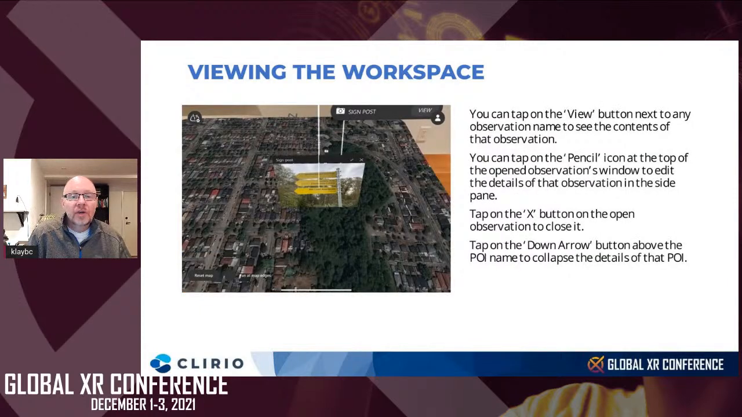So within those observations, you can tap on the view button next to any one of them, and it will bring up the contents of those observations. That may be a photo, it'll bring up the photo. That may be a text note, it'll bring that up. And you can make changes here as well.